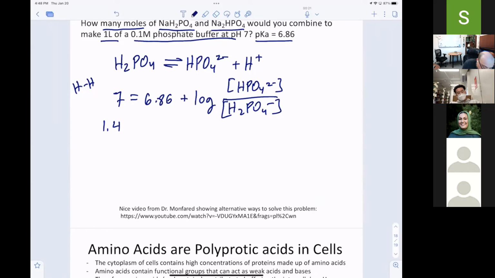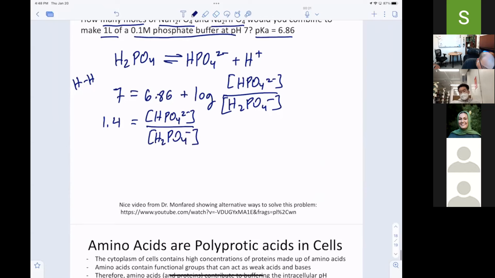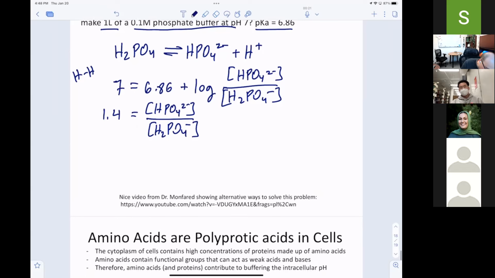7 minus 6.86 is 0.14, and you do the anti-log of that, and you're going to get 1.4 for the concentration of HPO4 2 minus over the concentration of H2PO4 minus, right there. So how can I solve this problem right now? I'm going to show you one way to do it, and really there's no preferred way. So let's say that 1.4 is like 1.4 over one, right?